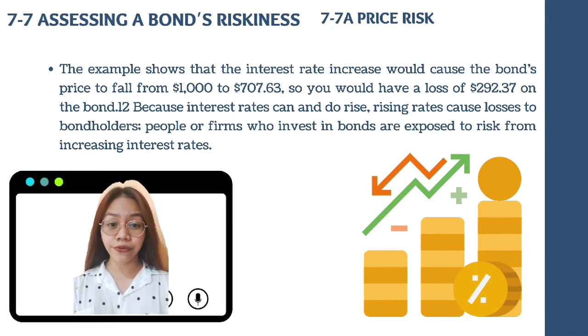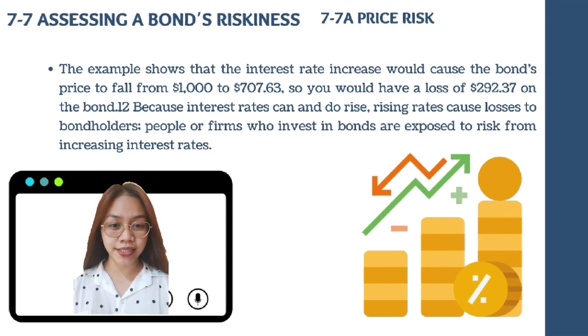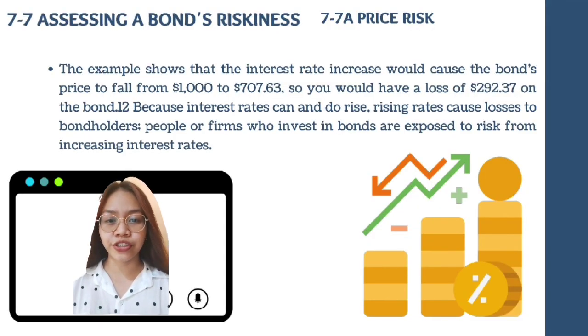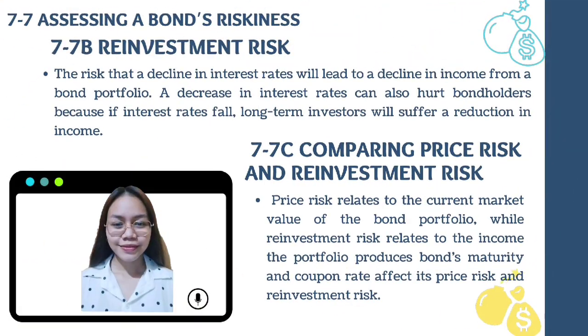So as you can see in the previous slide, the example shows that the interest rate increase would cause the bond price to fall from 1,000 to 707.63. So you would have a loss of 292.37 on the bond. And because rising interest rates cause losses to bondholders, people or firms who invest in bonds are exposed to risk from increasing interest rates.